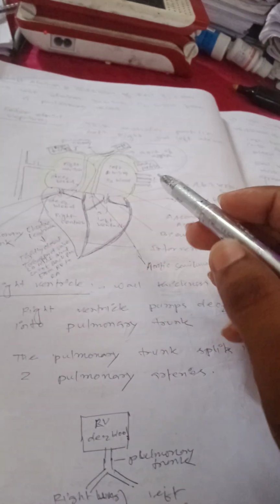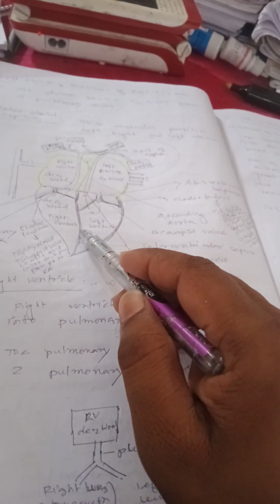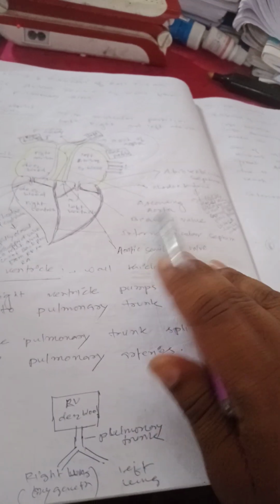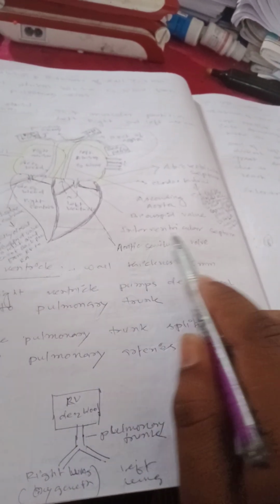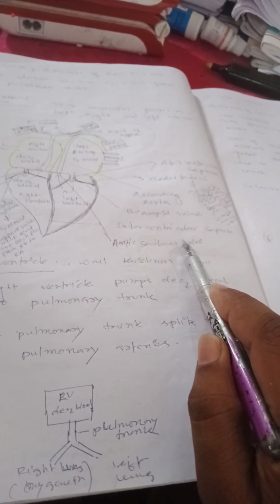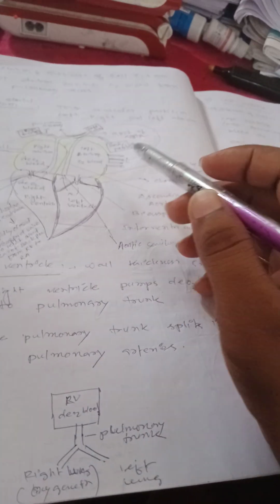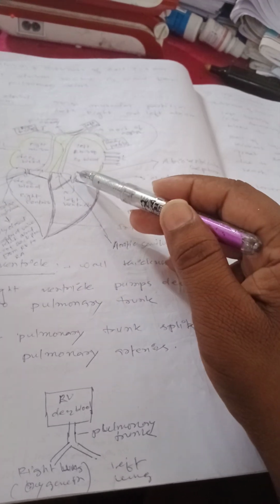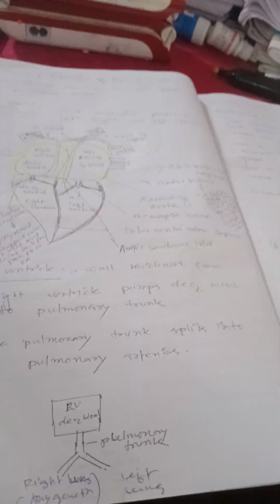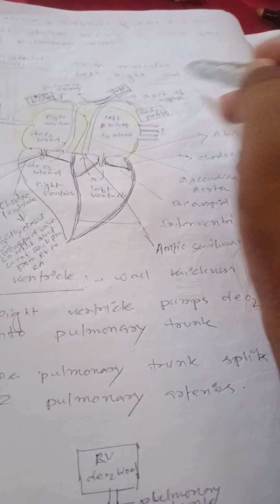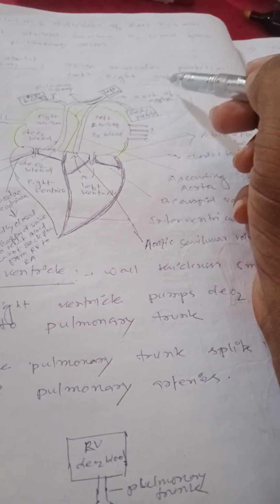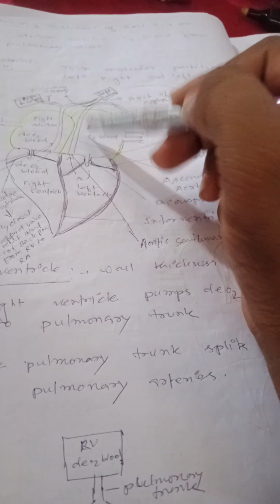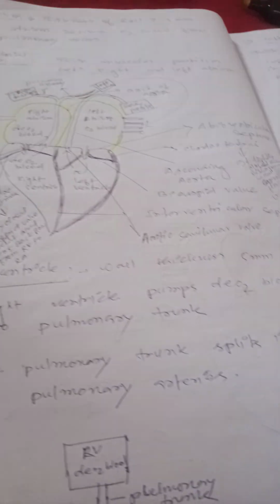Special note: the wall between the left ventricle and right ventricle is called the interventricular septum. Note number 2: the thin muscular portion between the right and left atrium is called the interatrial septum.